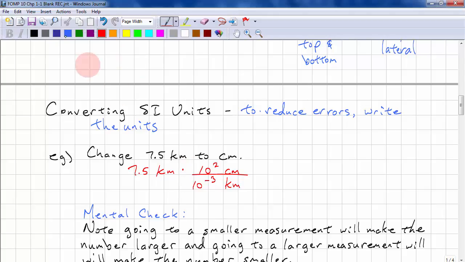Why are we writing down the units? Because we can do unit analysis. We cancel out the similar units. Kilometers over kilometers is just 1, so they cancel out. So this equals 7.5 times 10 to the 5, since we do 2 minus negative 3, so that's 2 plus 3, centimeters. You can leave it in scientific notation, or you can convert it to just a number. So we want to move the decimal place over 5 times. 1, 2, 3, 4, 5.